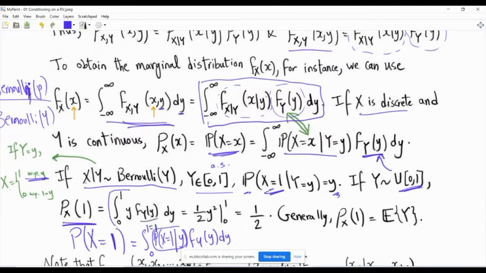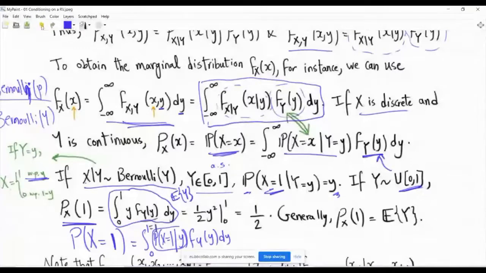And so basically, generally speaking, if we have two random variables in which Y is between 0 and 1 almost surely, and it's a continuous random variable with PDF f_Y, and if X given Y is Bernoulli Y, then the probability that X is equal to 1 will be given by this integral, and this integral is what? It's nothing but the expected value of Y, right? And it's 1/2 if you take Y to be uniform from 0 to 1.